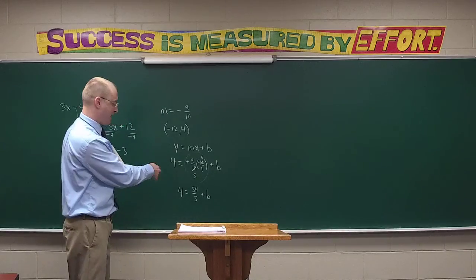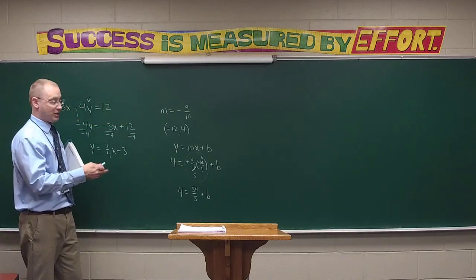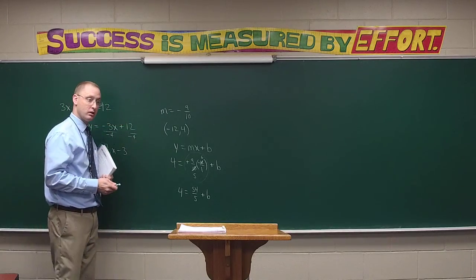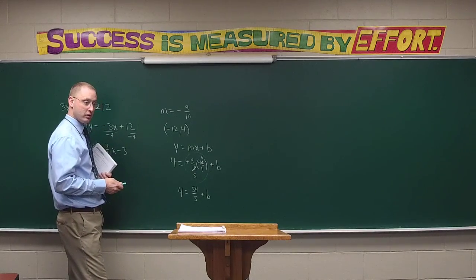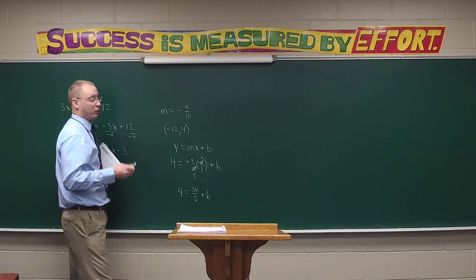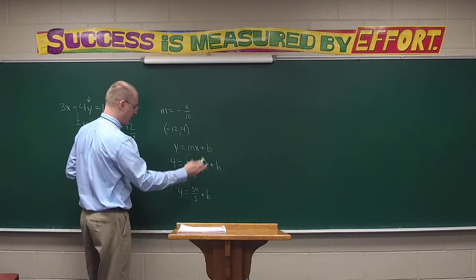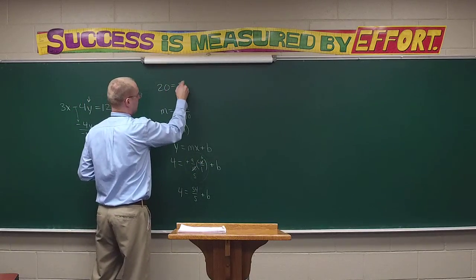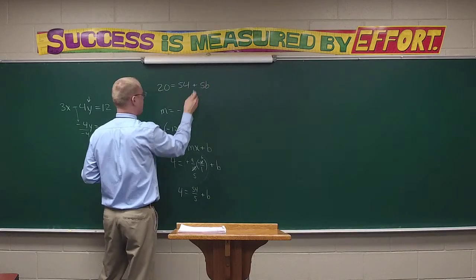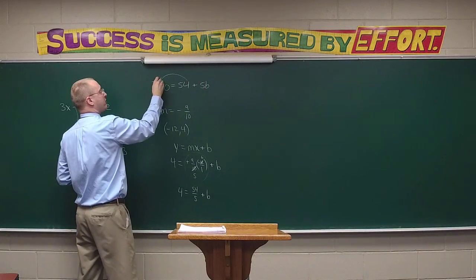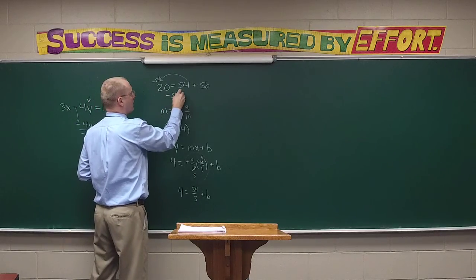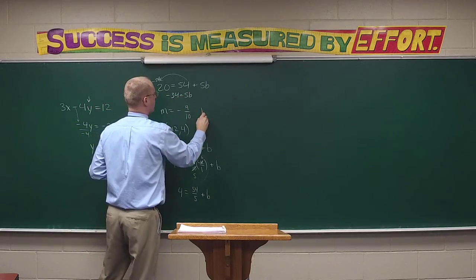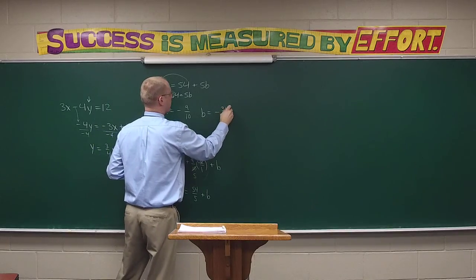I sure do hate that big fraction there. What might I do to knock it out? Multiply everything by the LCD. I multiply everything by 5. I could have gotten to 20 is equal to 54 plus 5b. Could have subtracted away the 54, anyone, to get? Negative 34 equal to the 5b. And that would have gotten me a b value of negative 34/5.